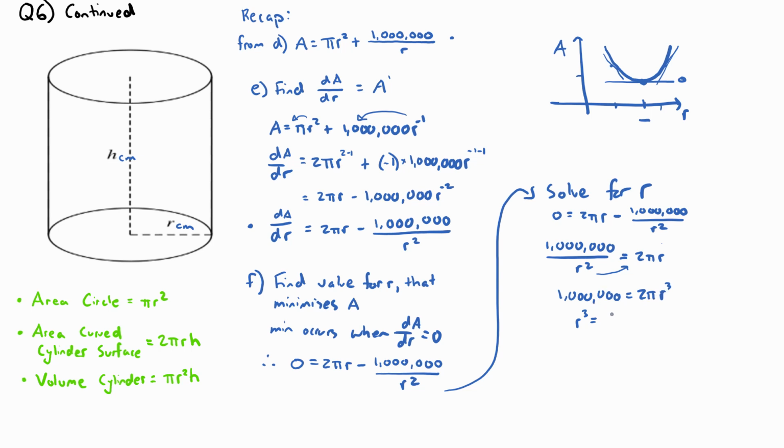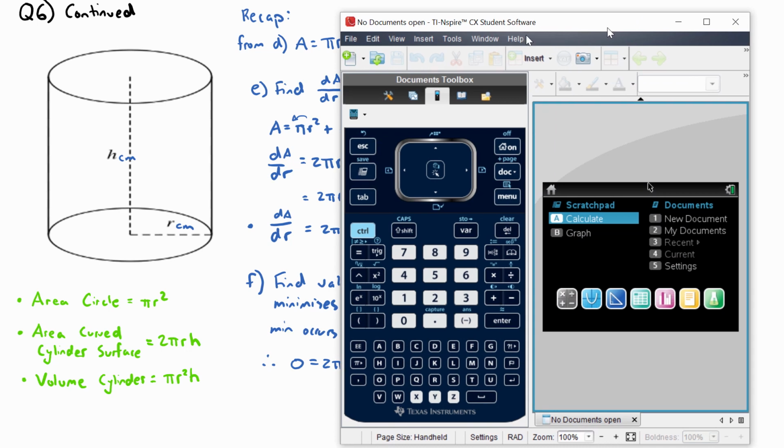Sorry, I meant r cubed here, I think I said r squared. R cubed will equal 1 million on 2 pi. I've taken this 2 pi down underneath the million. Therefore, r will equal the cube root of this, 1 million, 1, 2, 3, 4, 5, 6, on 2 pi. Because to go from r cubed equals down to r, we cube root the other side. And we can use our calculator from there.